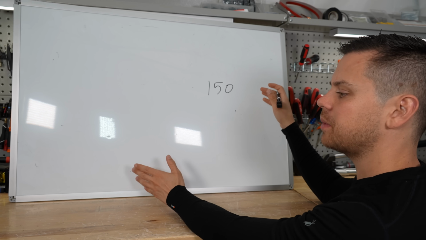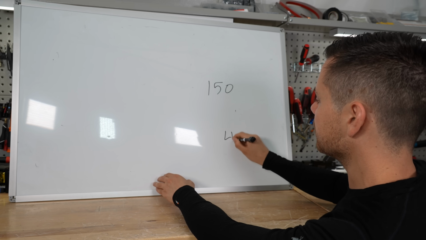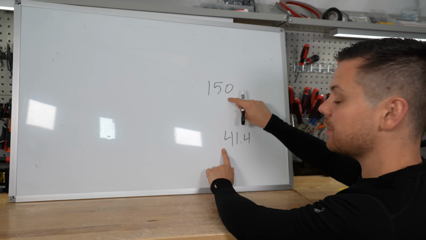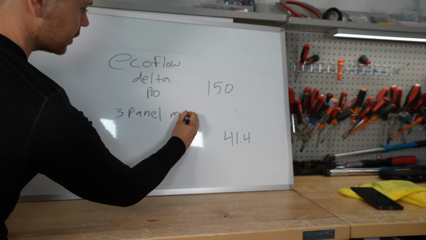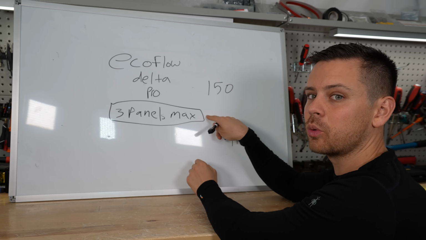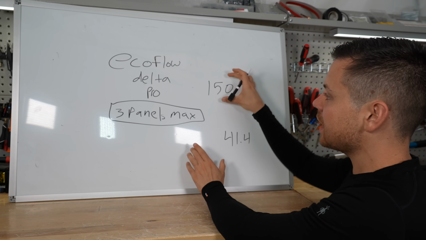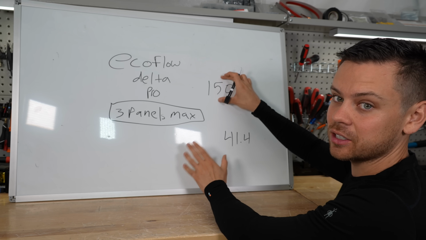So let's say we have some Aptos solar panels and they have a voltage open circuit of 41.4. This voltage is so low that you're pretty limited and the max amount of panels you can connect is 3. So 3 panels max. That only gives us 124 volts, but you cannot exceed this voltage. Even though they have some headroom in this figure, do not exceed it under any circumstance.